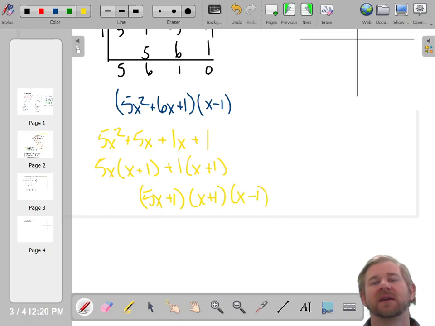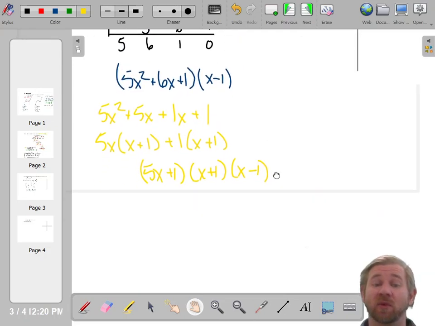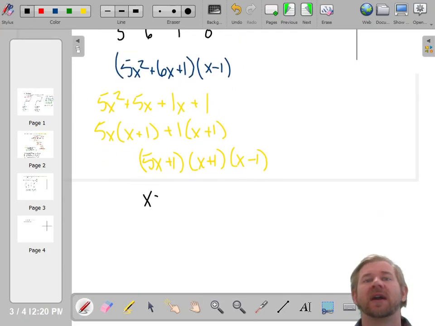And then don't forget x minus 1. Turns out positive and negative 1 would have worked, and negative 1/5 would have worked. So of the 4 things we tried, 3 of them would have worked. So my zeros are at negative 1/5, negative 1, and positive 1.